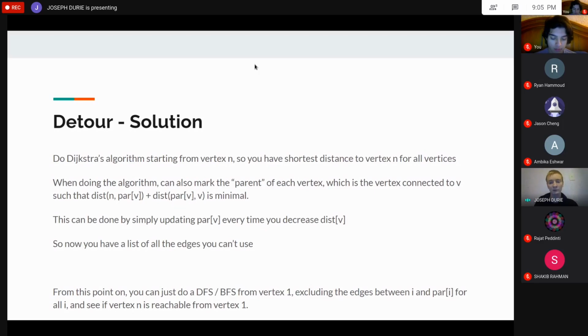Now the pairs V, par V are all of the edges that you're not allowed to use. Now that you have a list of all the edges you're not allowed to use, to check if you can get from 1 to n without those, you can just do a DFS or a BFS and make sure that you never go on the edge from V to par V for any V. So is this solution clear? The parent thing can be a little bit tricky. Anyone have any questions?